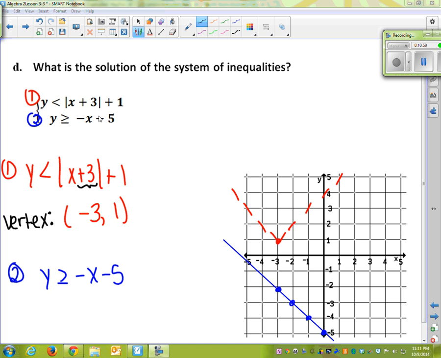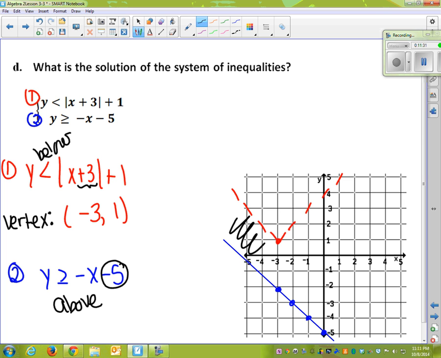And then the blue is my line. My y-intercept was -5. I couldn't really go down 1 and to the right, so this time I went up and to the left. So with my absolute value, it points to the y. We need to shade below. And for the line, the y is greater than, so you shade above. I'm below the V and above the line.